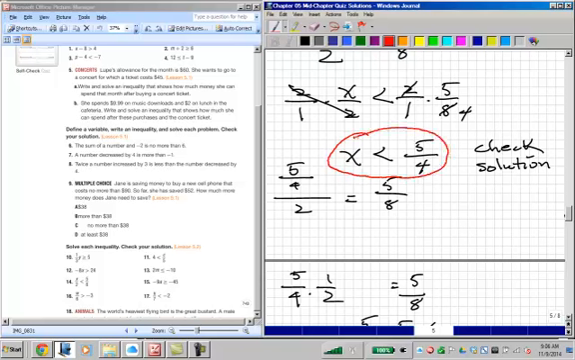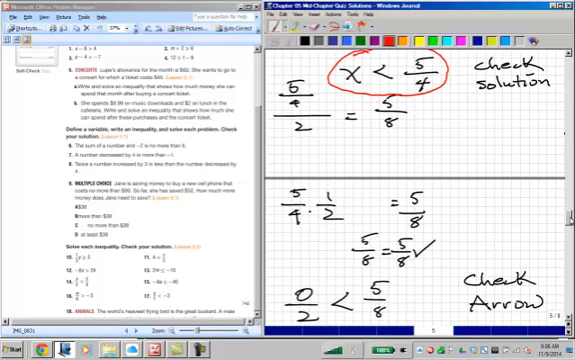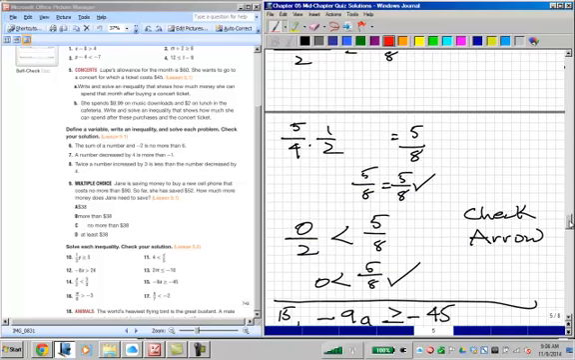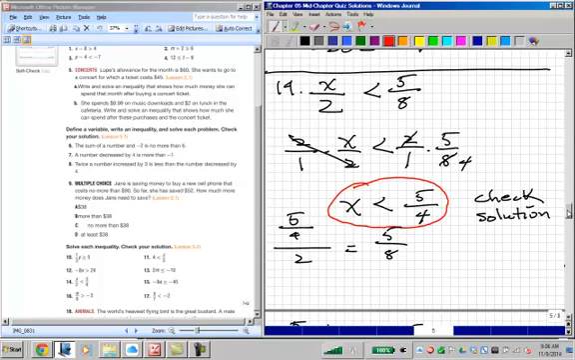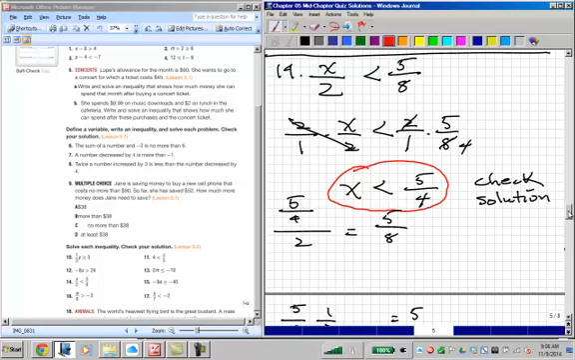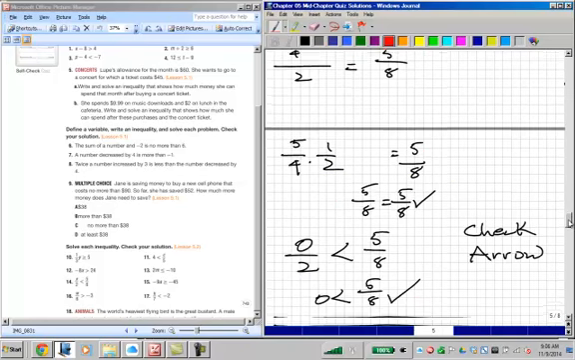Now, when 0 is not your solution number, but is in the solution set, use it. So I'm going to plug 0 into the original inequality. So 0 over 2, is 0 over 2 less than 5/8? Well, 0 over 2 is 0. So 0 is definitely less than 5/8.